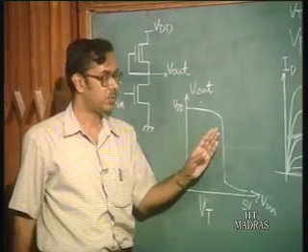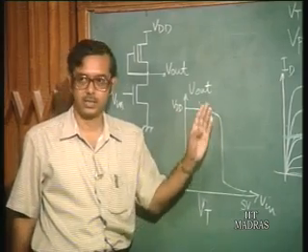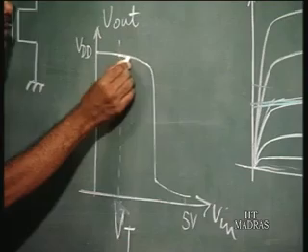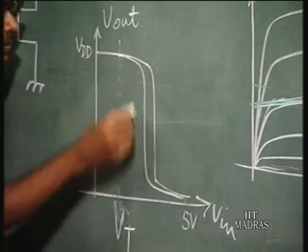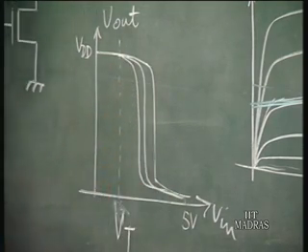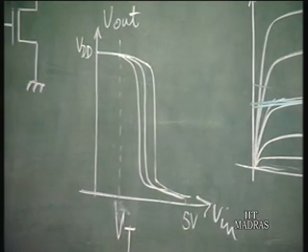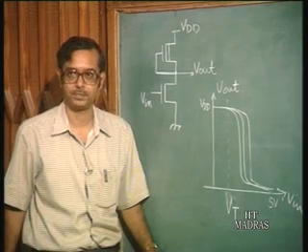In fact, we shall also be able to see that you can adjust this region of the characteristics, where you want this region of high gain, by choosing the transconductance parameters of the individual devices properly. So this is about the input output characteristics of the depletion mode load transistor.